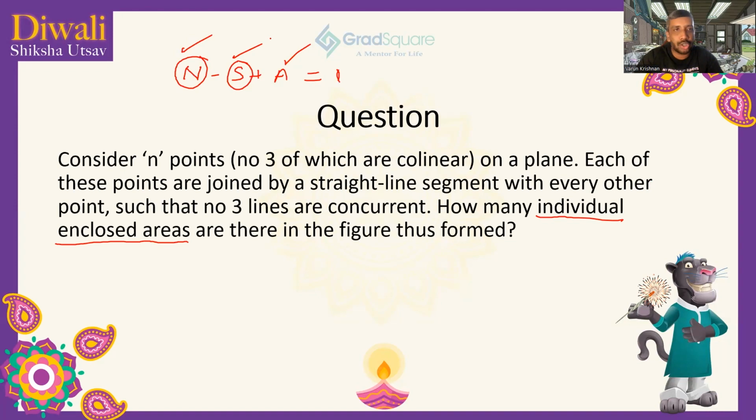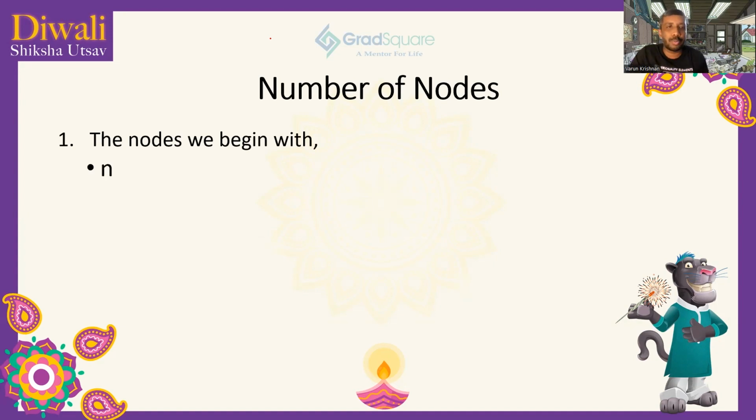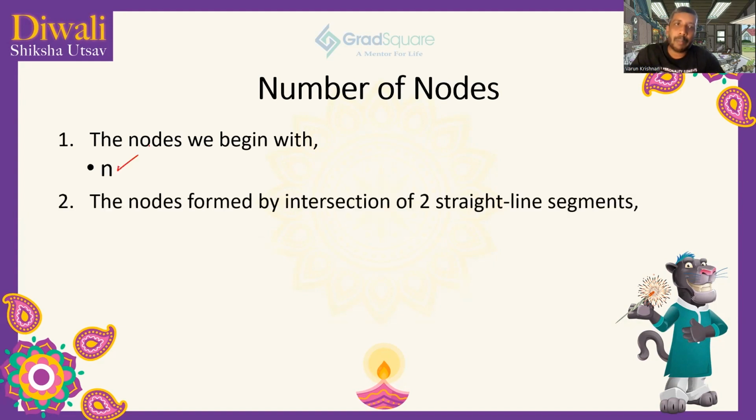So if this question statement is clear, let's first try to understand how to calculate the number of nodes. The first part is very easy because we are beginning with n endpoints, and each of these endpoints will be a node because with each of these points, we are joining every other point. So we will have several different line segments with these nodes at the starting or the ending points. Which means I have got n nodes here. Apart from these n nodes, we will also have a node at the point of intersection of any two line segments, right? If I have got two line segments intersecting at a point, even that point of intersection will be a node. So how many points of intersection will be there?